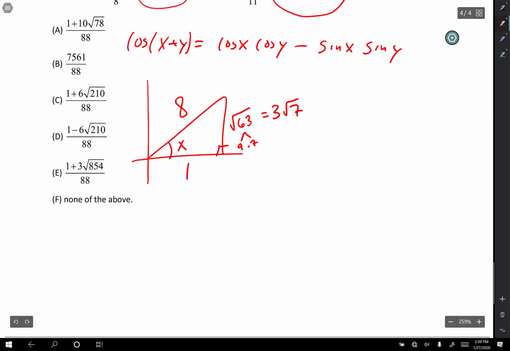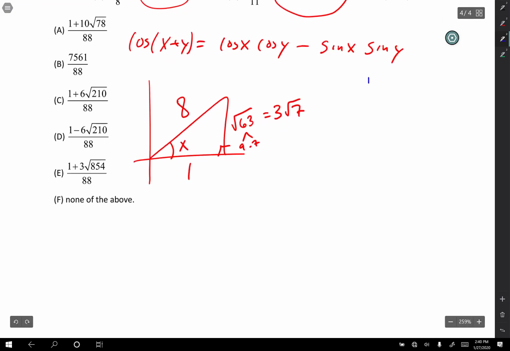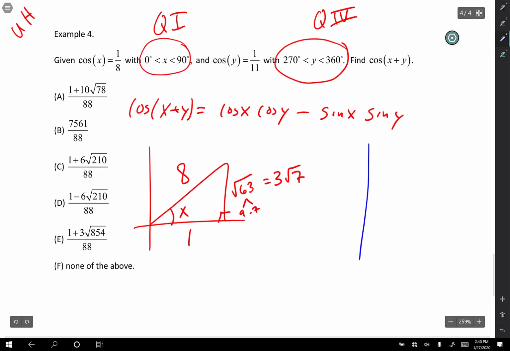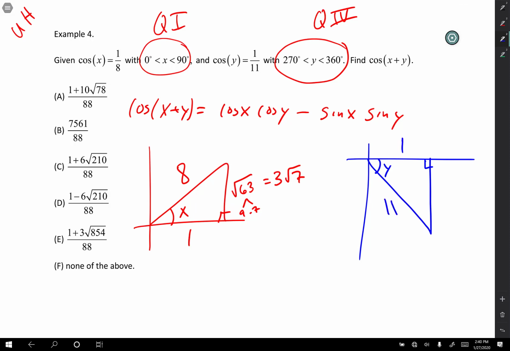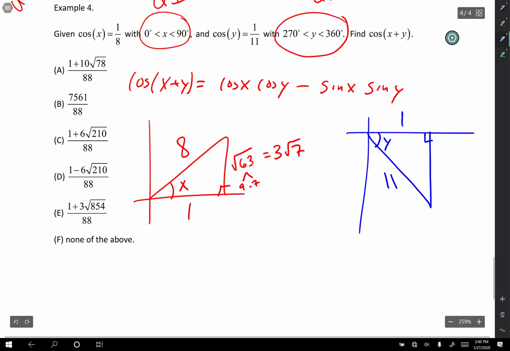All right, here we go. Now I need the second triangle, so I'm going to do it in blue. And this one is in quadrant 4, so there it is, my quadrant 4. And start at the origin. This is angle y. Adjacent 1, hypotenuse 11. The hypotenuse is never negative, guys, because it's like a radius. All right, 11 squared. Do we know what 11 squared is? 121. And when I subtract 1, that is what? So this is negative square root of 120.